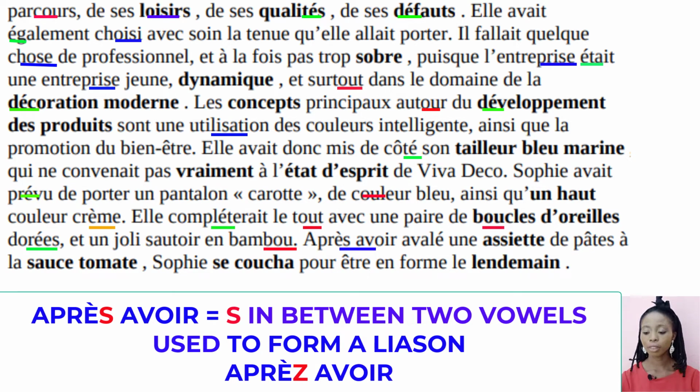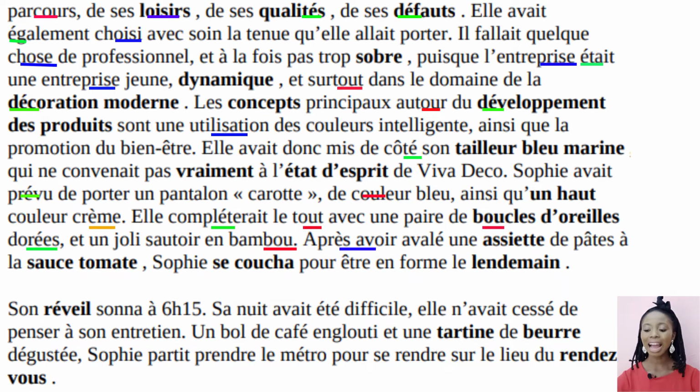Setting us an adverb of time. So après avoir, you could see that S is ending our après, and we have another word coming after, which is a verb, which is starting with a vowel. So we have après avoir, okay, S in between two vowels. Après avoir avalé une assiette de pâtes à la sauce tomate, Sophie se coucha.